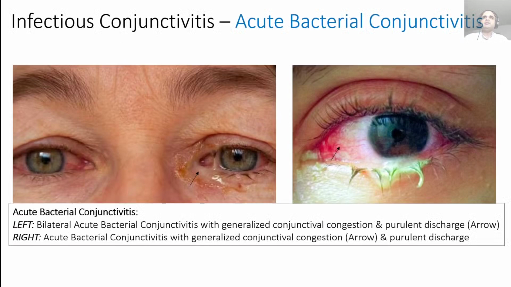So this is a bacterial conjunctivitis. This is the mucopurulent discharge, bacterial conjunctivitis, mucopurulent discharge, and the conjunctival congestion. Obviously, there is conjunctival congestion in both eyes, but I've just pointed out the discharge in this picture and congestion in the picture to the right. But you see both things in both eyes.